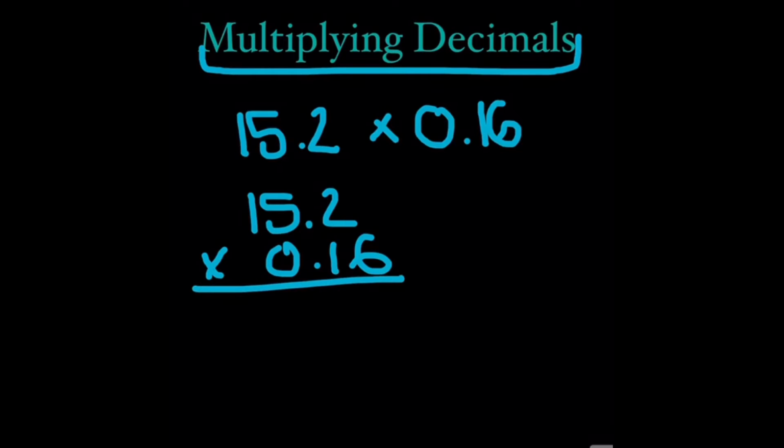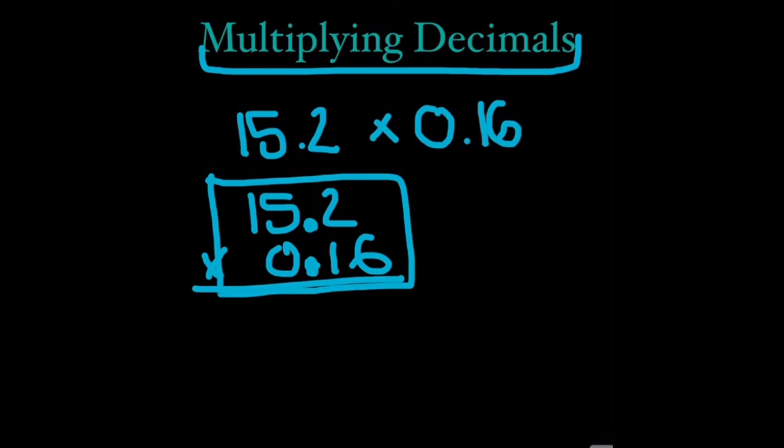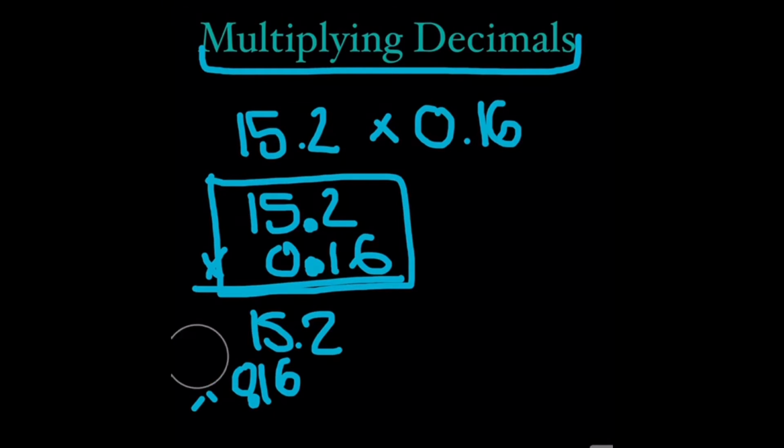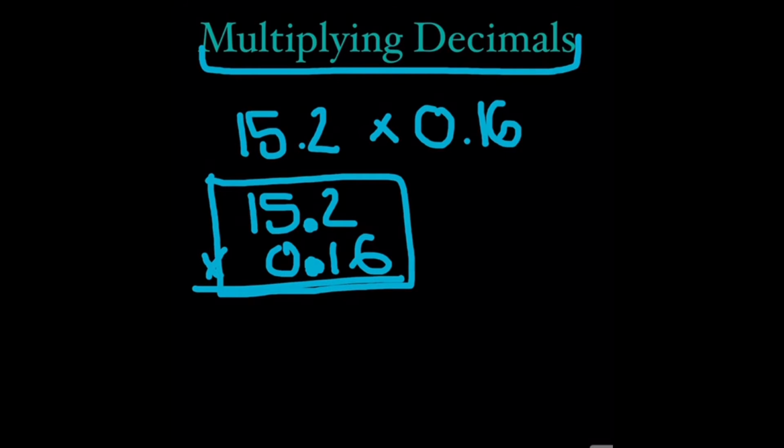Now, also, and this is something I did not mention in the previous video, when you're lining up your numbers, if you have 2 decimals, both decimals should line up. So right here, I can't do 15.2 times 0.16 like this. This would be incorrect because it isn't lined up. I mean, it wouldn't be incorrect, but you're going to mess yourself up. So make sure they're lined up.